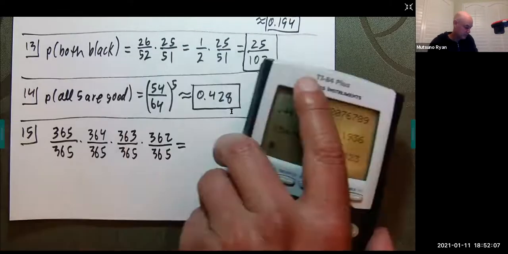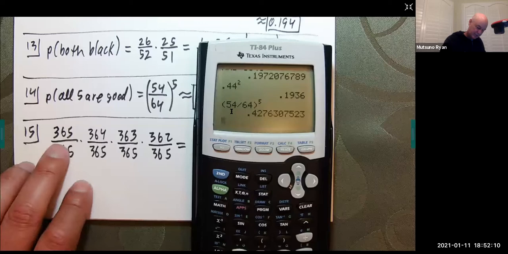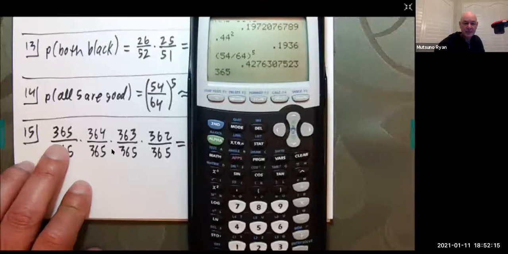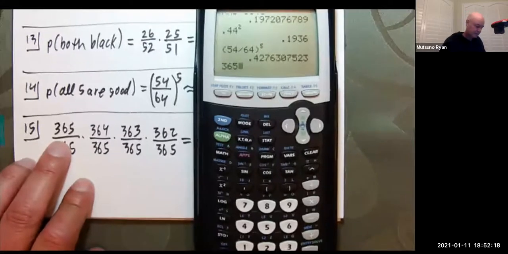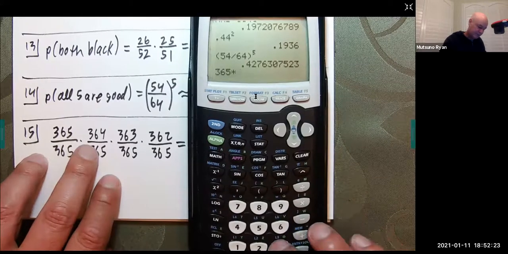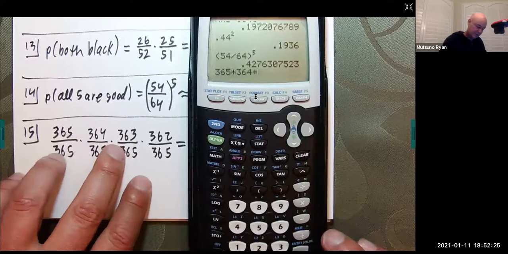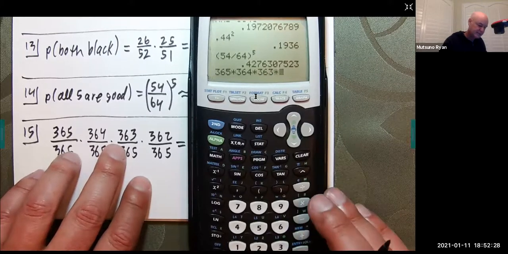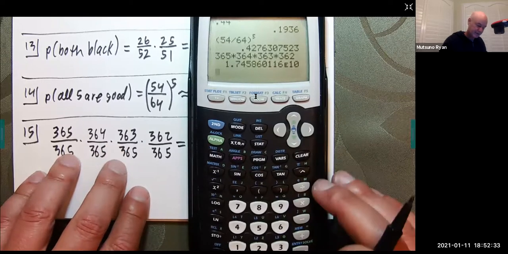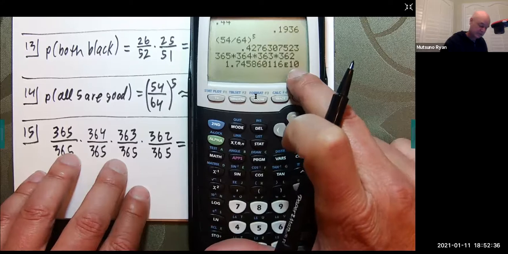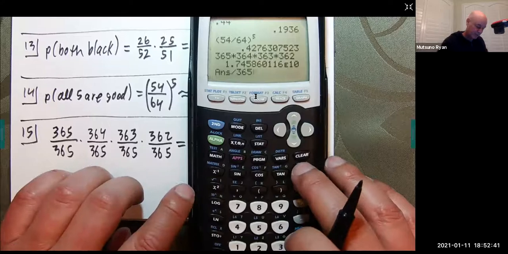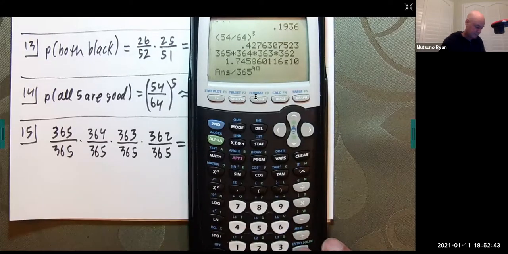So I'm going to go 365 times 364 times 363 times 362, divided by, that's a big number, that's times 10 to the 10th power, divided by 365, and I'm just going to raise that to the 4th power.